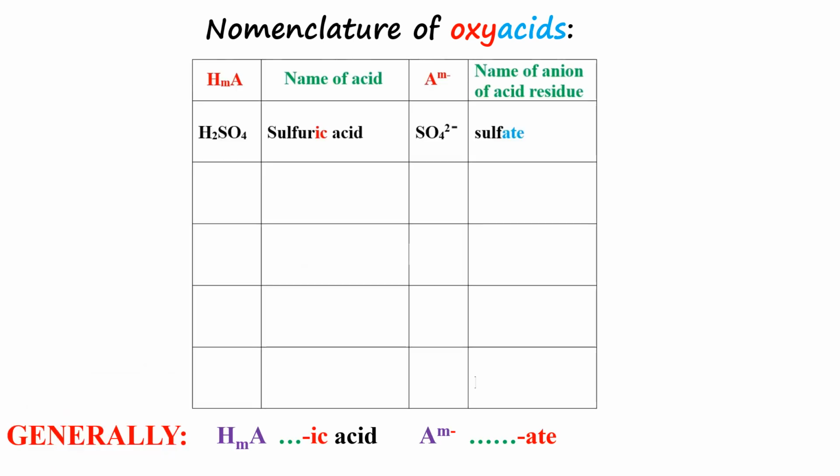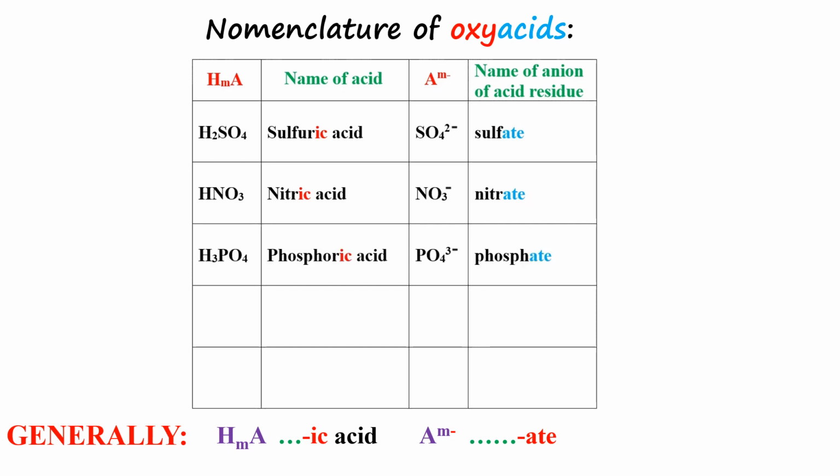Now let's focus on the nomenclature of oxyacids. Our first oxyacid, H2SO4. The name of an oxyacid is created by starting with the name of the element that is the central atom and then adding the suffix -ic. HNO3, same rule. H3PO4, same story. H2CO3, same rule.